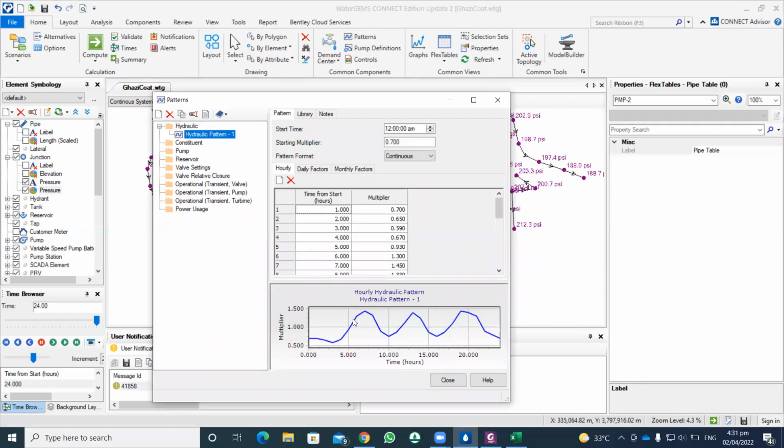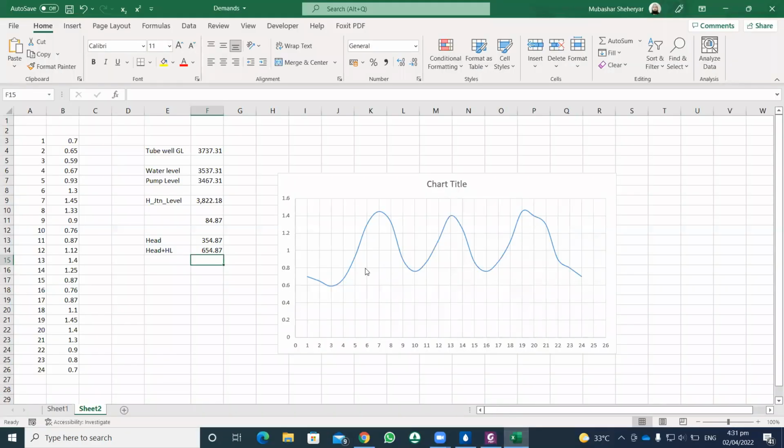Let me show you in Excel. You can observe that the demand from 12 a.m. to 4 a.m. is very low, and then it increases up to 9 a.m., and then the value decreases again up to 12 p.m., and then increases again. So we have to design an intermittent system in such a way that the pump is on in between these times.